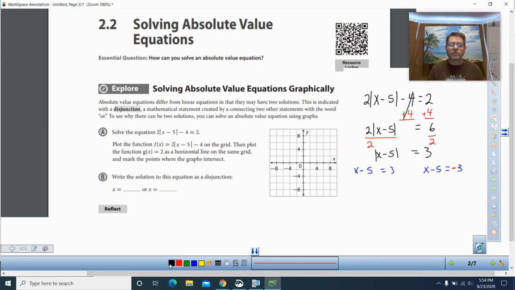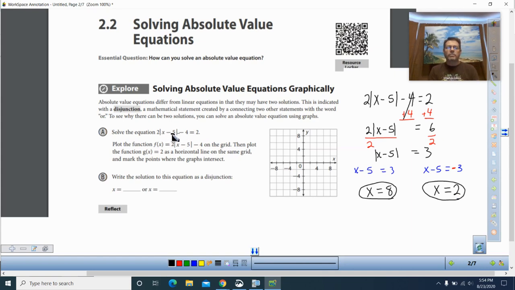Well, here's a pretty straightforward thing. So we add 5 to both sides, and we get x equals 8. Add 5 to both sides, x equals 2. Okay, and so here are our two answers. We could plug in an 8 or a 2. Let's do a quick check on that.